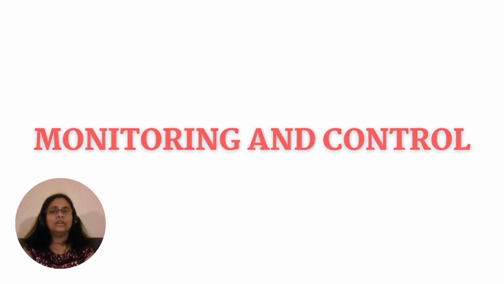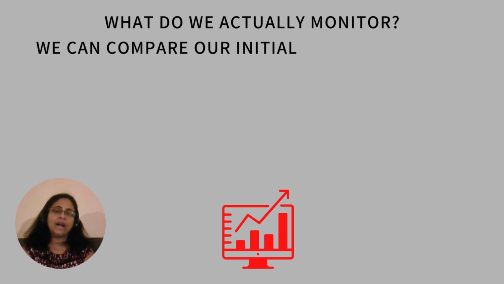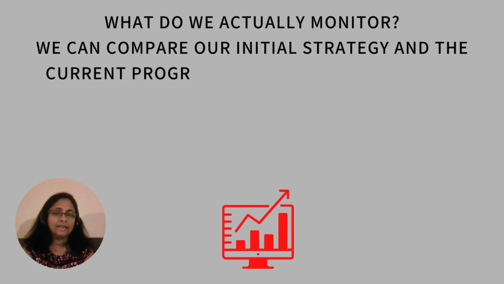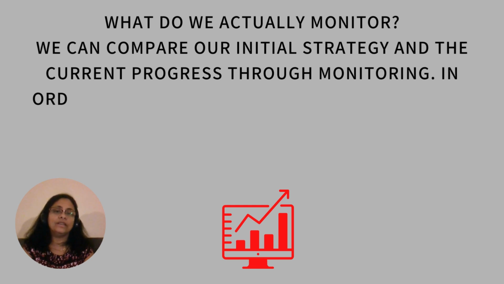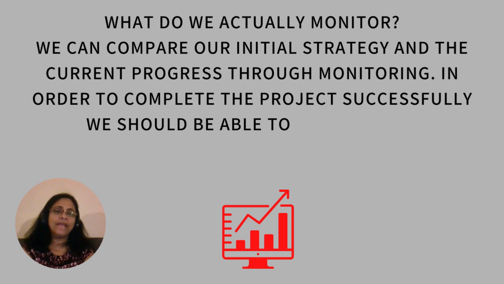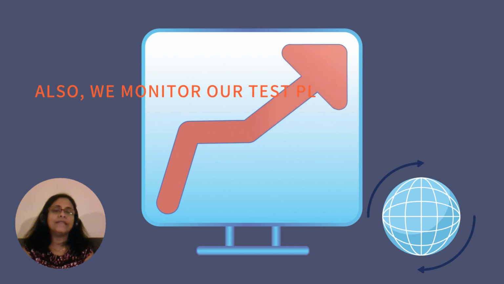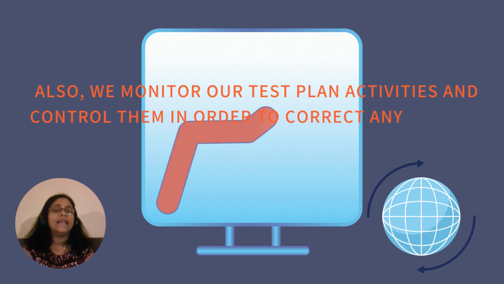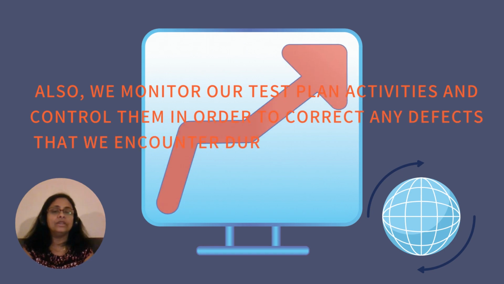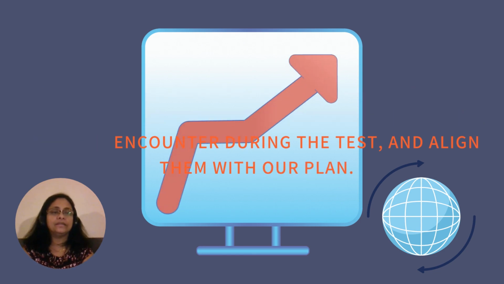Monitoring and control. What do we actually monitor? We can compare our initial strategy and the current progress through monitoring. In order to complete the project successfully, we should be able to incorporate adjustments as needed. Also, we monitor our test plan activities and control them in order to correct any defects that we encounter during the test and align them with our plan.